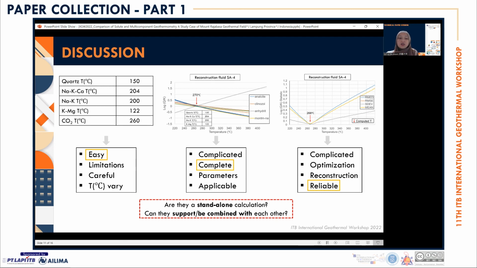Now, there are three big questions that we have to answer here. Number one, are they standalone programs? No. Number two, can they support each other? Yes. And the last one, number three, can they be combined? Yes, absolutely.